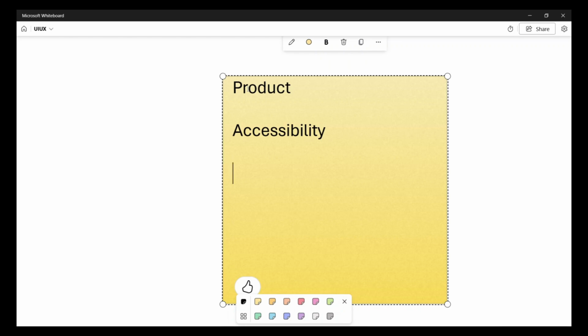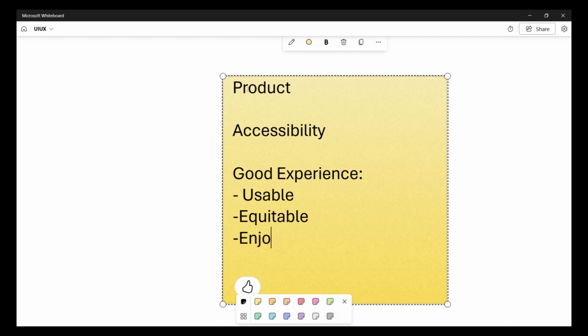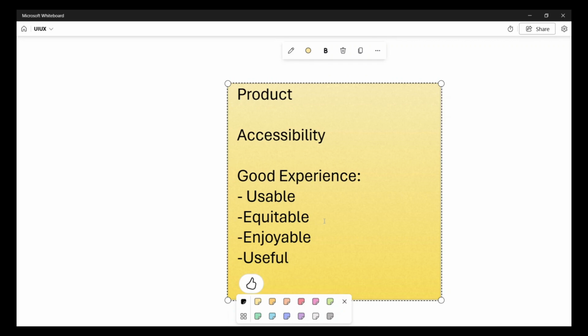So for a user to have a good experience of a product, your product must be usable, equitable, enjoyable, and useful, able to solve the problem the user needs, the problem the product was intended to solve.